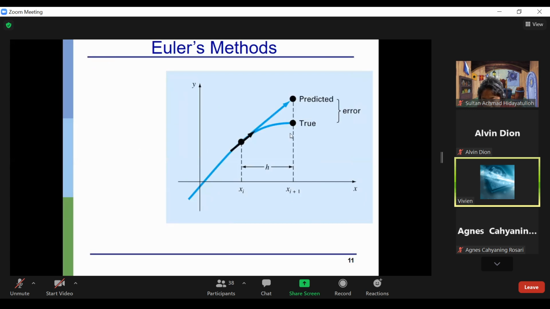Okay, so we see here that we have the true value, as shown by this curve. So what will be the predicted value? The predicted value depends on the slope that is calculated at x i. When we have this slope and multiply it by h, we can predict the new value, which will be here. The difference between the predicted value and the true value will be the error.